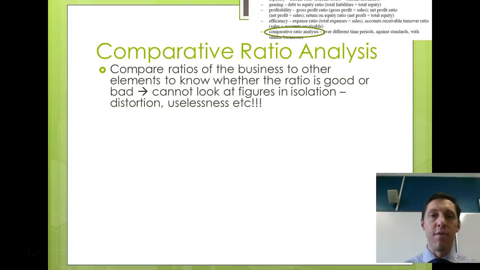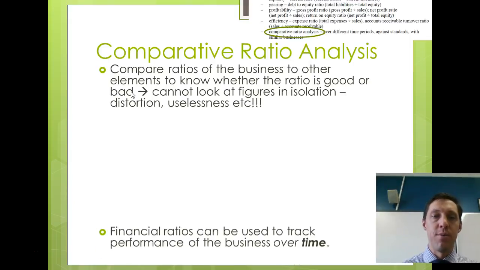So just to clarify the importance of comparative ratio analysis, as it says there, the comparison allows us to make some inferences about whether that particular ratio is good or bad. And you can't look at figures in isolation. Looking at them just in isolation might provide some distortion to those particular figures. They really are almost useless, or at least there's a degree of uselessness to them. And then other factors are at play as well in terms of what benefit do you actually get from calculating those ratios if you're not making any comparisons with them.